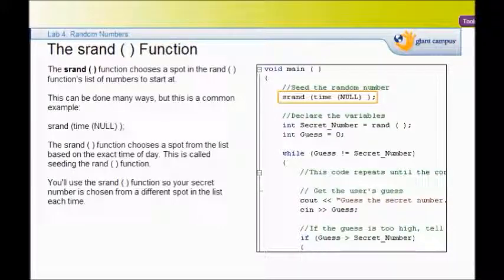The srand function looks for a spot on the random functions list of numbers, and we're going to use something called time. We're going to use the time to pull up a place, and actually it's not random, it's whatever time of day it is. And we're going to put that as where to pull it from in the list. So it chooses a spot from the list based on the exact time of day. And that's called seeding the rand function, srand. So we're going to use the srand function so the secret number is chosen from a different spot each time.